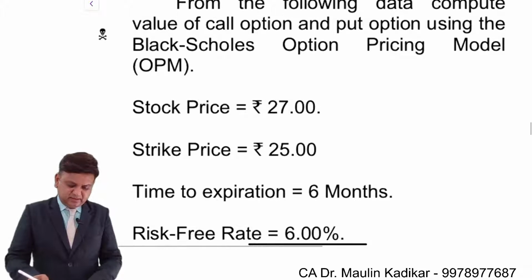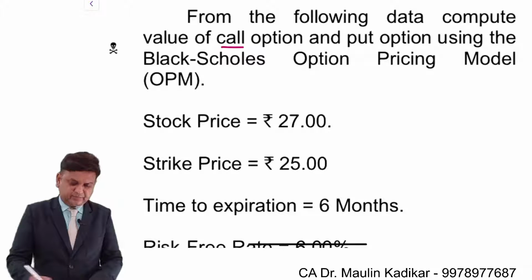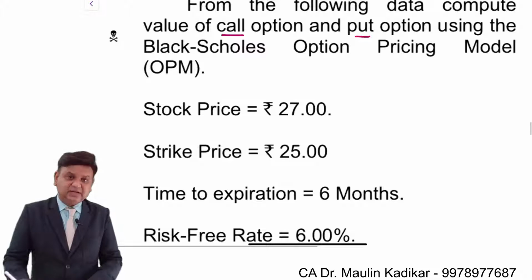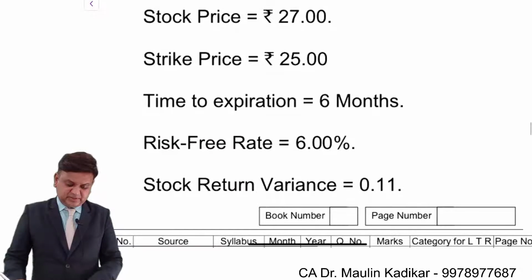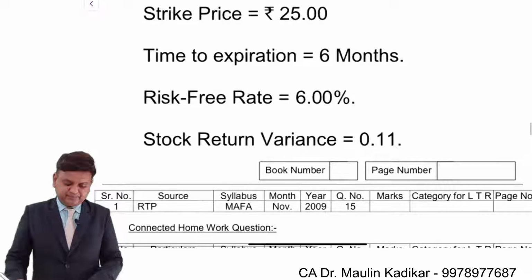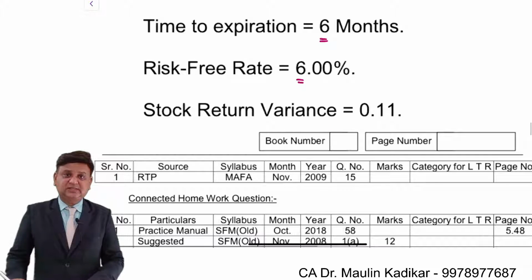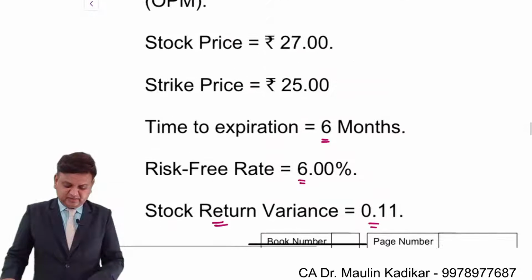From the following data, compute the value of call option. The term value of the call option stands for call premium, and value of put option means put premium, using Black-Scholes Option Pricing Model. Spot price of the equity share is 27. Strike price or exercise price is 25. Time period to expiration is 6 months, and the rate of interest is 6%. Stock return variance is 0.11.